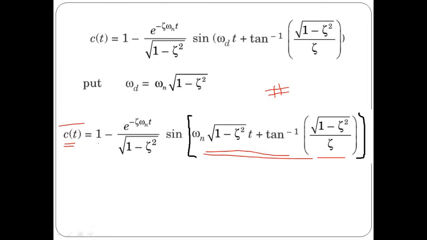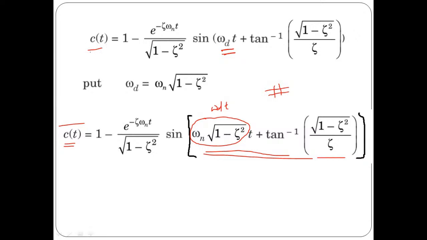C of t is nothing but 1 minus e to the power minus zeta omega n t upon under root 1 minus zeta square, then sine of angle. So sine of angle is omega n under root 1 minus zeta square into t plus tan inverse of under root 1 minus zeta square by zeta. That is important. You can also write this equation like this: omega n under root 1 minus zeta square as omega d, into t. See this equation.